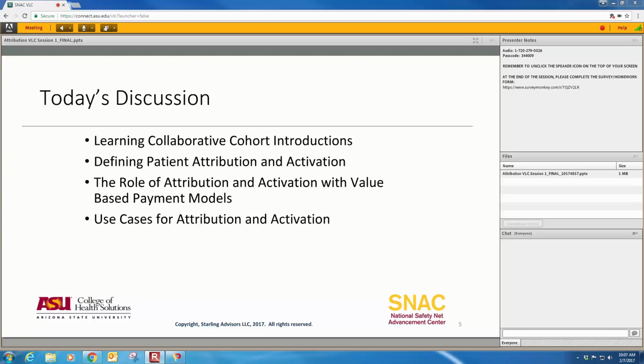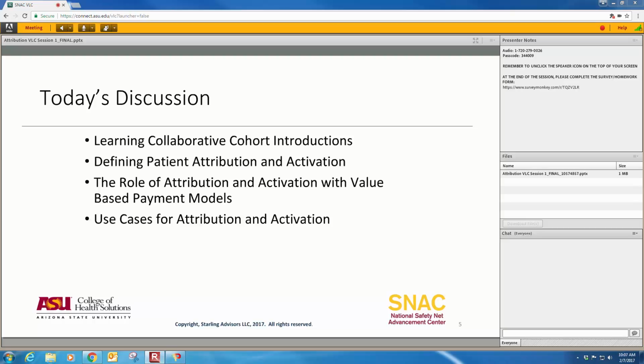Today's discussion, we're going to first learn about one another. We think it's really important that you have a general sense of who's on the phone call here, so that we can really use this as an opportunity to learn together and potentially develop relationships that help us address the challenges that we'll all face in dealing with value-based reimbursement models, and specifically patient attribution and activation.